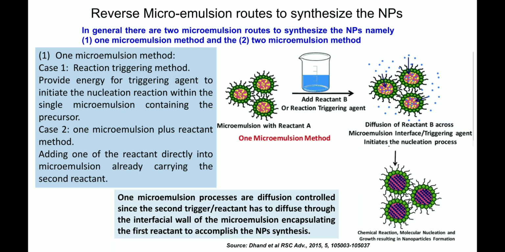So one microemulsion processes are diffusion controlled, since the second trigger reactant has to diffuse through the interfacial wall of the microemulsion, encapsulating the first reactant to accomplish the nanoparticle synthesis. So these are diffusion controlled, or a reaction triggering agent is used, and with the help of these two ways we are able to synthesize the nanoparticles, which are encapsulated with the surfactants.